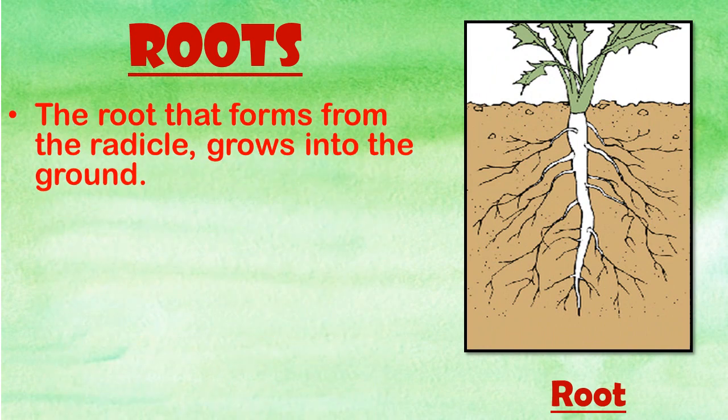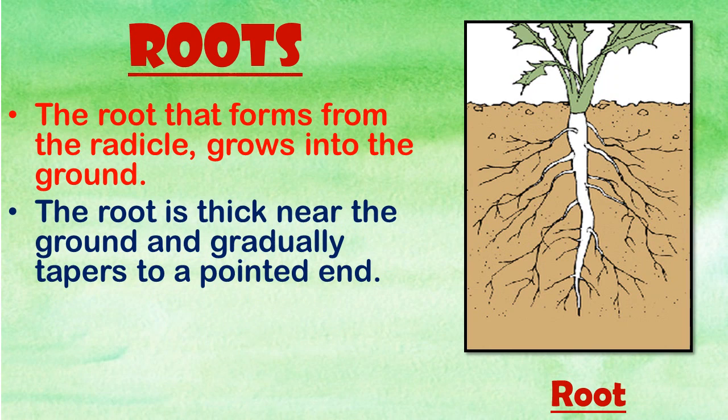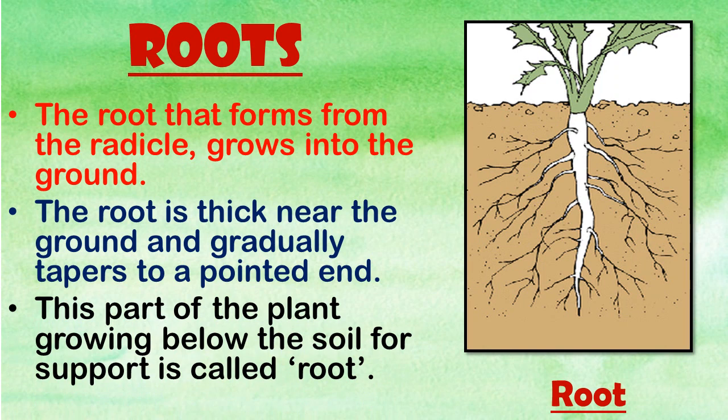The roots that are formed from the radicle grow into the ground, and the root is thick near the ground and gradually tapers, that means it becomes thinner to a pointed end. This part of the plant growing below the soil for support is called the root. It is thicker near the ground, but deeper in the ground it is thinner or tapered.